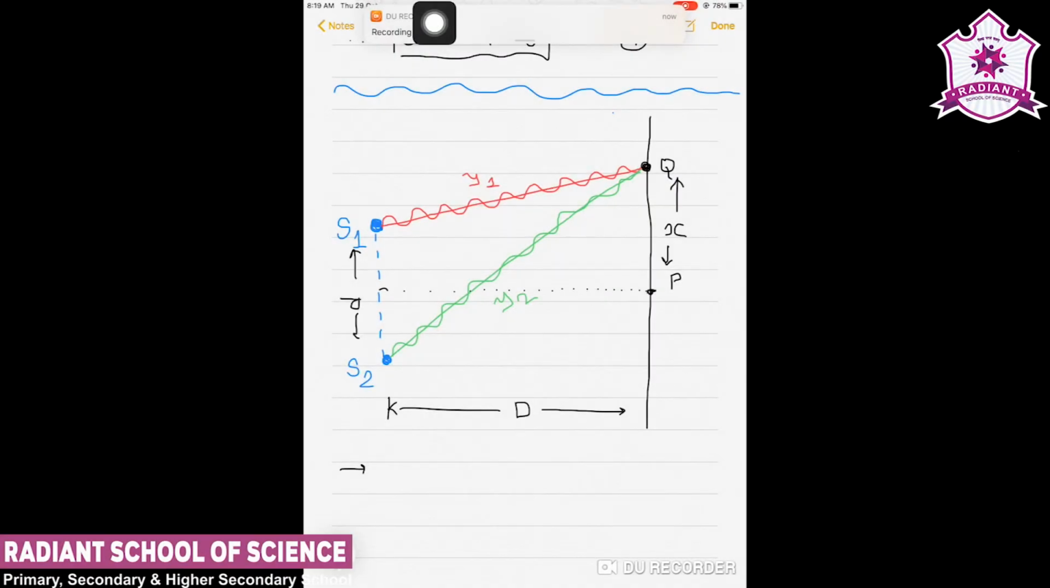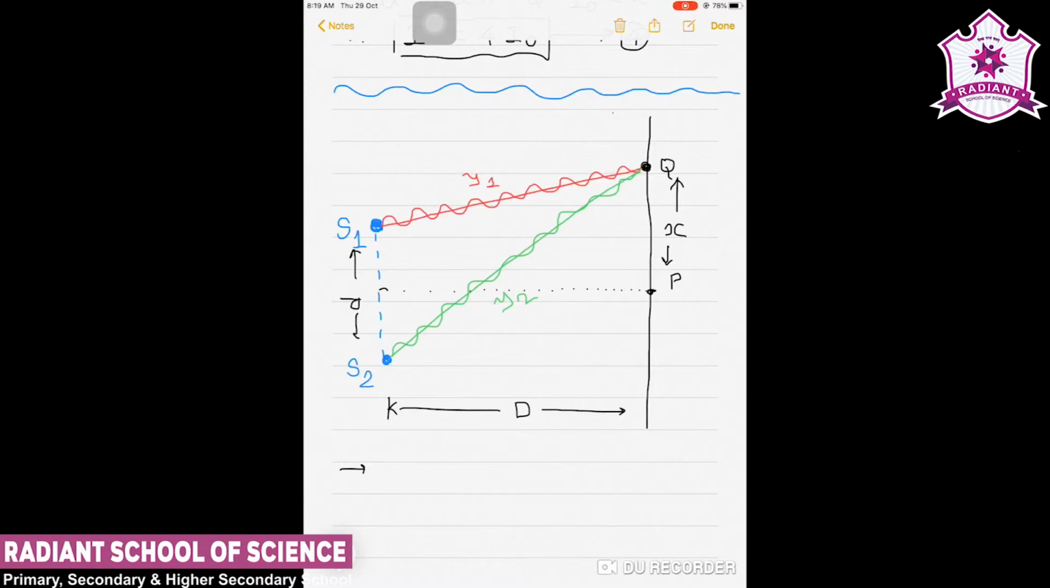Dear friend, now we will see the basic types of interference, that is constructive and destructive interference. But before going to that, we will understand in which condition there will be constructive interference and in which condition there will be destructive interference. To understand this phenomenon, let us consider that suppose source 1 is producing some wave that is shown over here in red color.